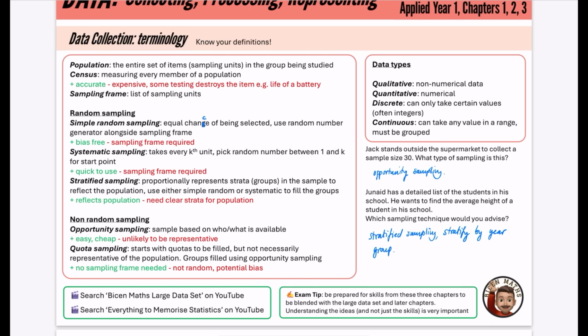And then the last thing I'll say on this before we start looking at the data processing is you must be prepared for skills from these first 3 chapters to be blended with the large data set and also with later chapters. They love to blend this with lots of different things. And also understanding the ideas and not just the skills is very important because, like I said before, they do pull out some of the common sense about how you might approach some of these data collection things.